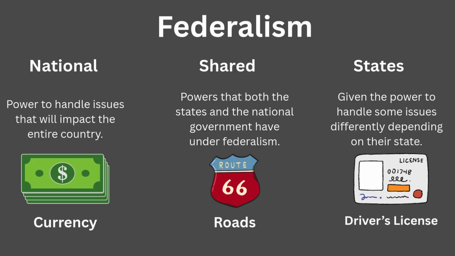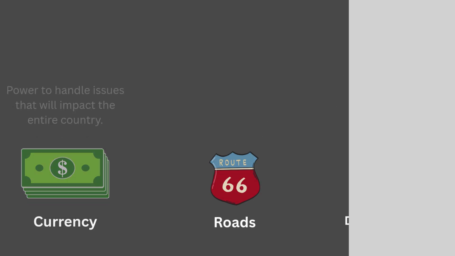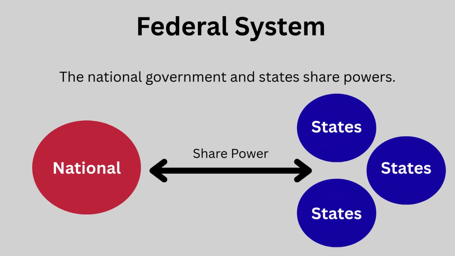As you may recall from our previous video, we learned that federalism is a guiding principle created by the U.S. Constitution that creates a system in which the national government and the individual states share powers. The national government has the power to handle certain issues, while the states handle other issues. Both levels of government can exercise power over similar issues. We call this a federal system of government.